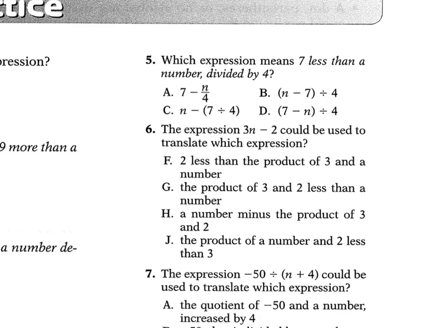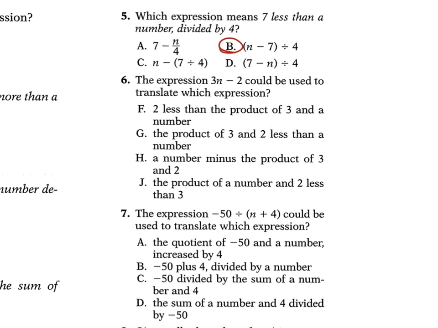5 says which expression means 7 less than a number divided by 4? 7 less than a number is n minus 7, then divided by 4, so B. For 6, we have the expression 3n minus 2 could be used to translate which expression? 3n minus 2, 2 less than the product of 3 and a number. That looks good, so F is our answer.